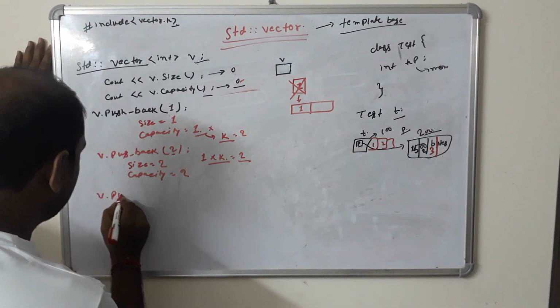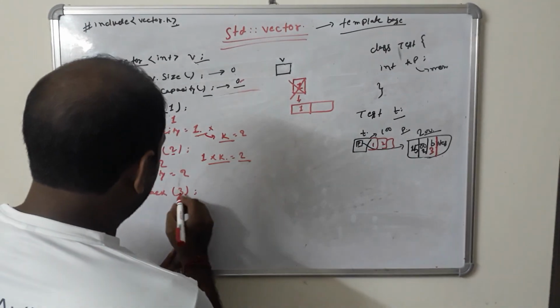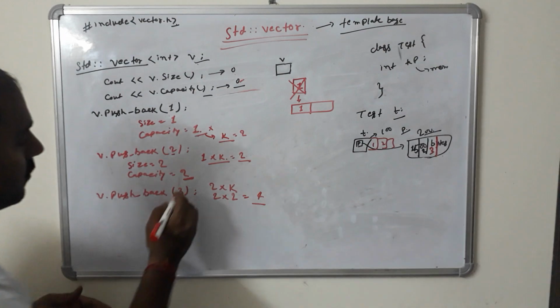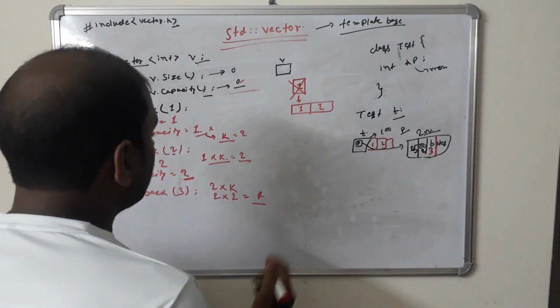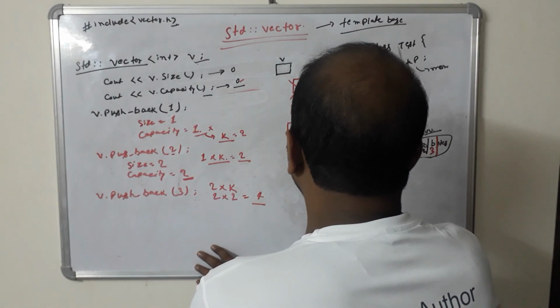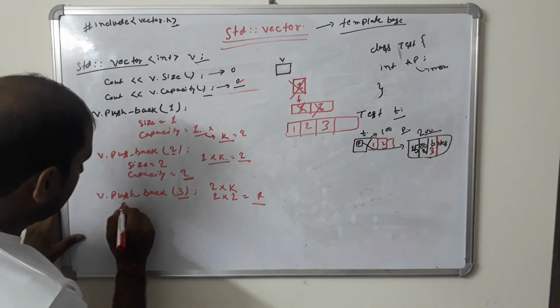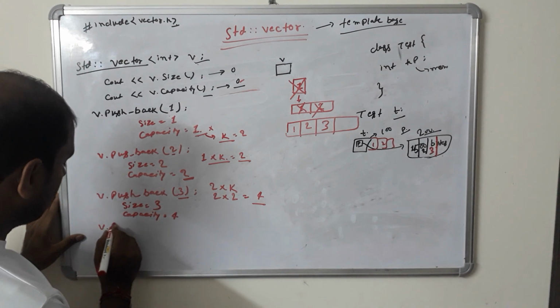Now I inserted v.push_back(3). In this case, the capacity is 2 here, so again 2 into k, where the k factor is 2, so it will allocate space for 4 elements, because its capacity is 2 and 2 elements are already stored. Currently it does not have any memory to store the third element. So it will increase the capacity and allocate memory for 4 elements. It will copy this 1 and 2, remove the 1 and 2 from here, then insert the 3 here. Now it has space for one element again. So after this line, size will be 3, capacity will be 4.